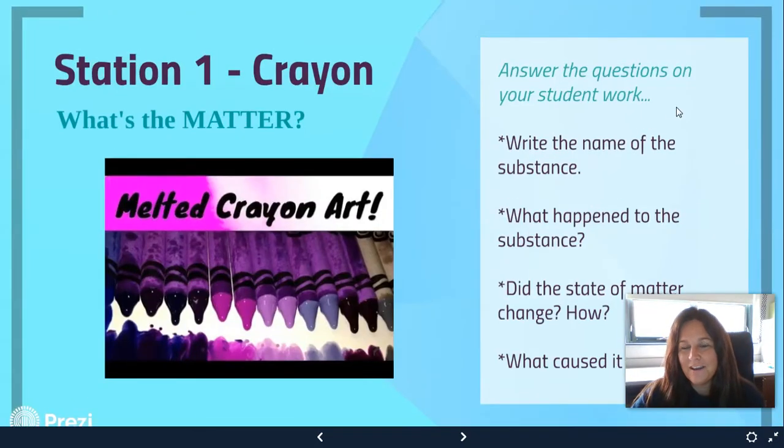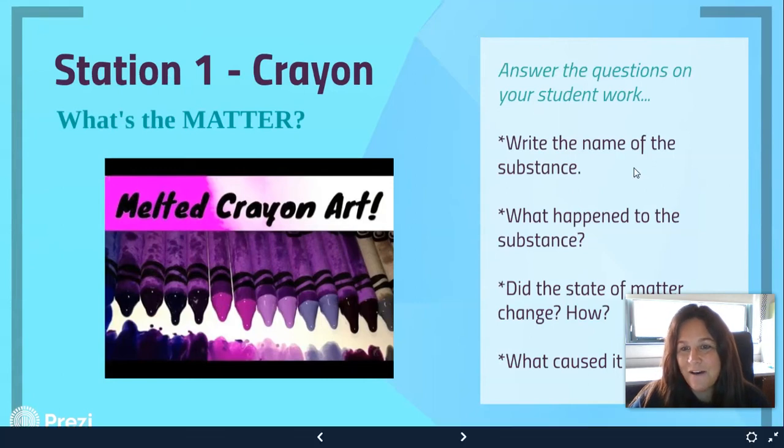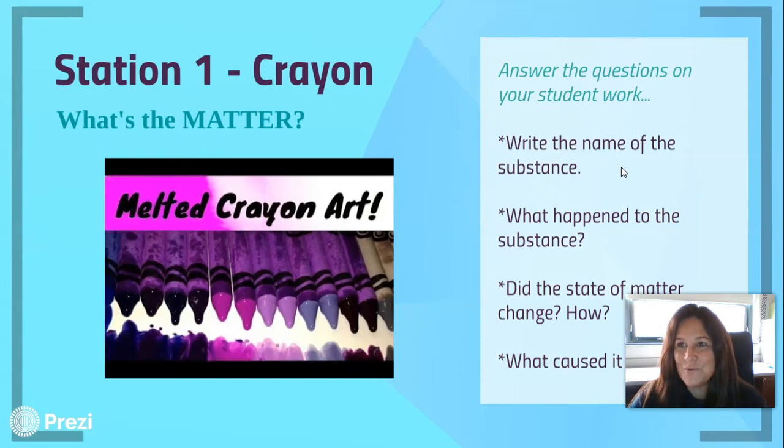In your notebook, please write down these questions. The name of the substance. What is the name of the substance? So you would write down, we already talked about the fact that the substance is crayon. You can say it is wax, right? Because a crayon is made out of wax. You can talk about anything that you'd like to describe that substance.